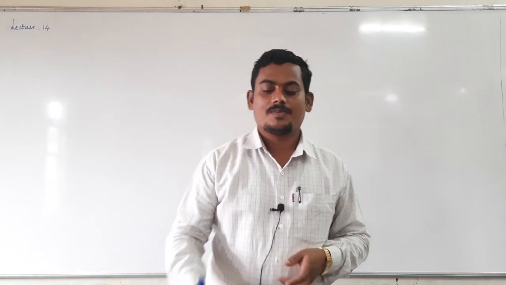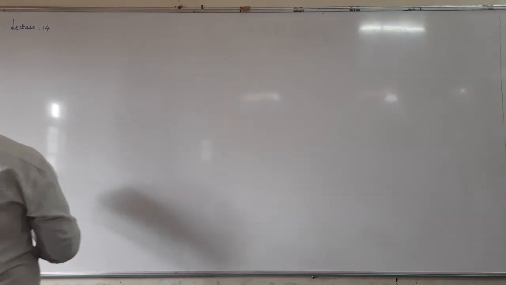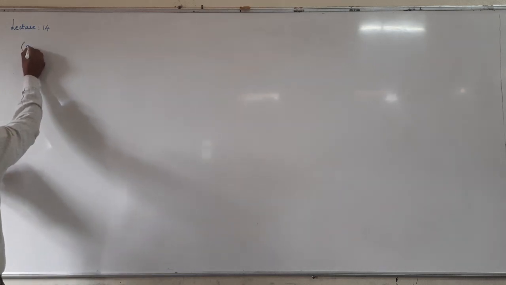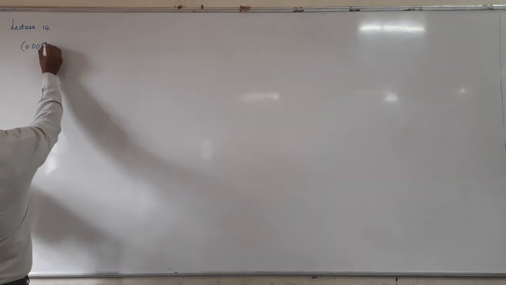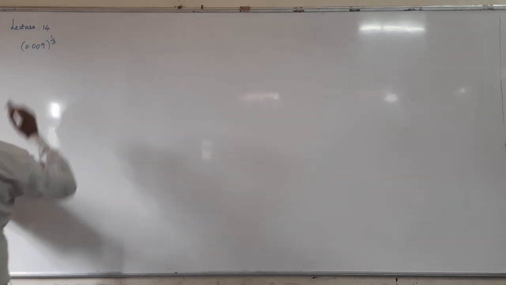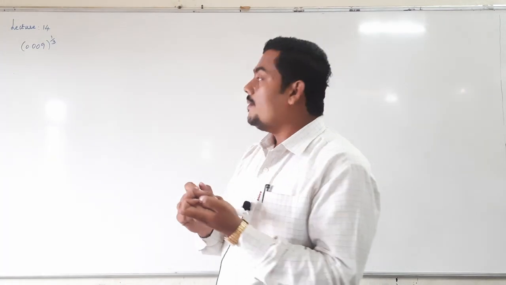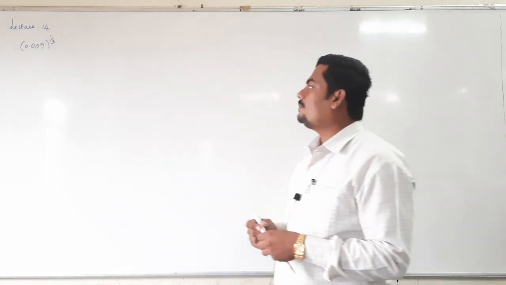Let's have the next problem. Find the approximate value of 0.009 whole thing power 1 by 3. Find the approximate value of 0.009 whole thing power 1 by 3.